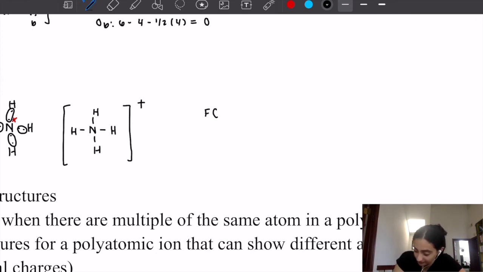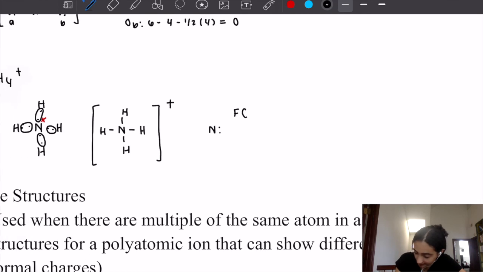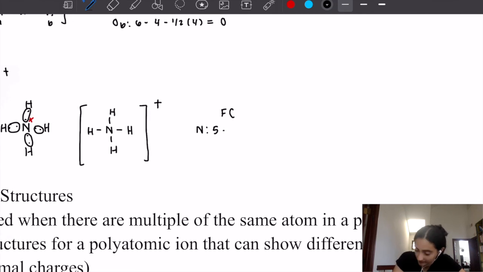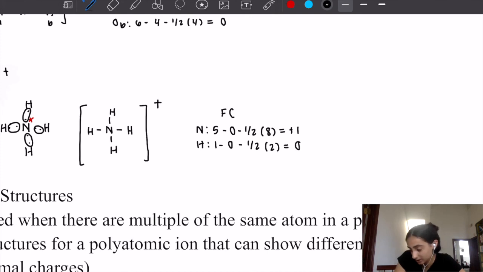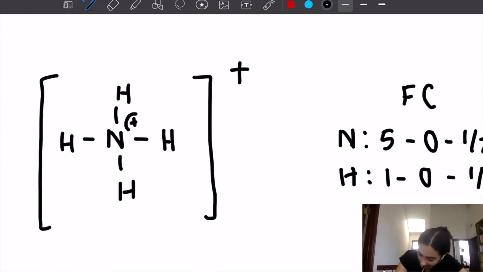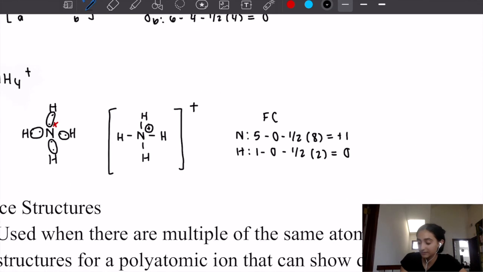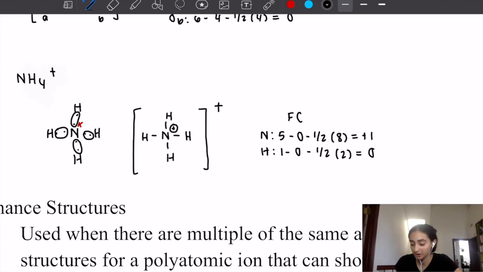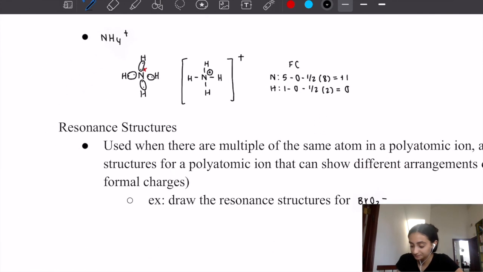I'm going to abbreviate it. For nitrogen, we have 5 total electrons, minus 0 unshared, minus 1/2 of 8, which is a +1 charge. For hydrogen, we have 1 valence electron, minus 0 unshared, minus 1/2 of 2 electrons shared, which is a neutral charge. So I'm going to put a plus sign near the nitrogen because it's a positive charge. And that is how you draw the Lewis structure for this polyatomic ion.